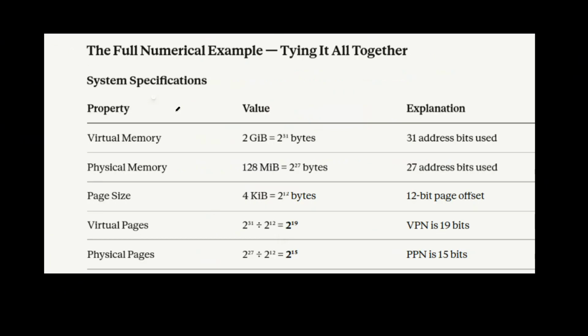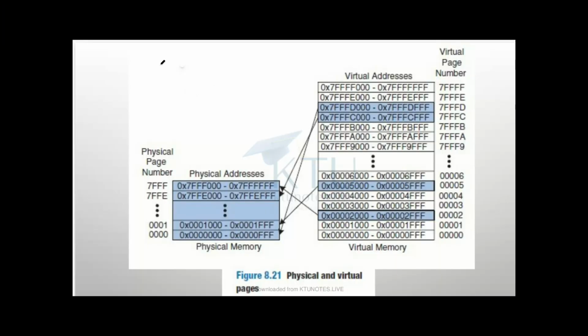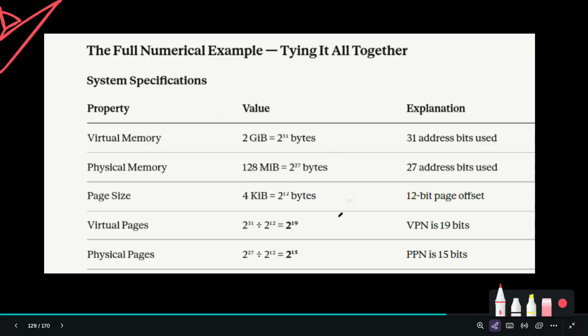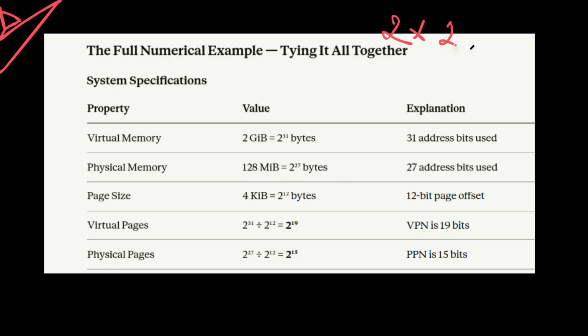Okay. Now virtual memory, let's consider this numerical. I'm going to understand this numerical with you. So in this numerical, it says that virtual memory is 2 GiB, means it is 2 into 2 raised to 30. GiB is 2 raised to 30 bytes. So total 2 raised to 31 bytes. That means the total virtual memory has 31 address bits in it.